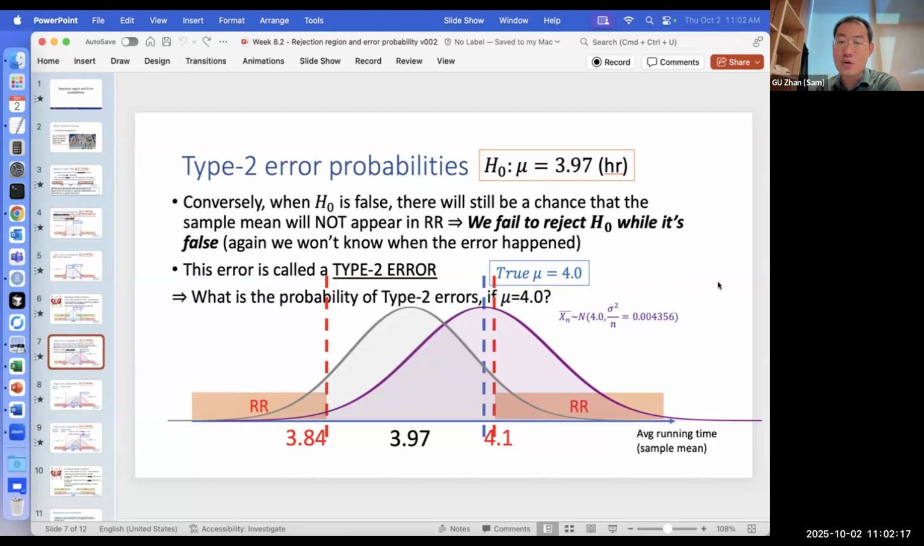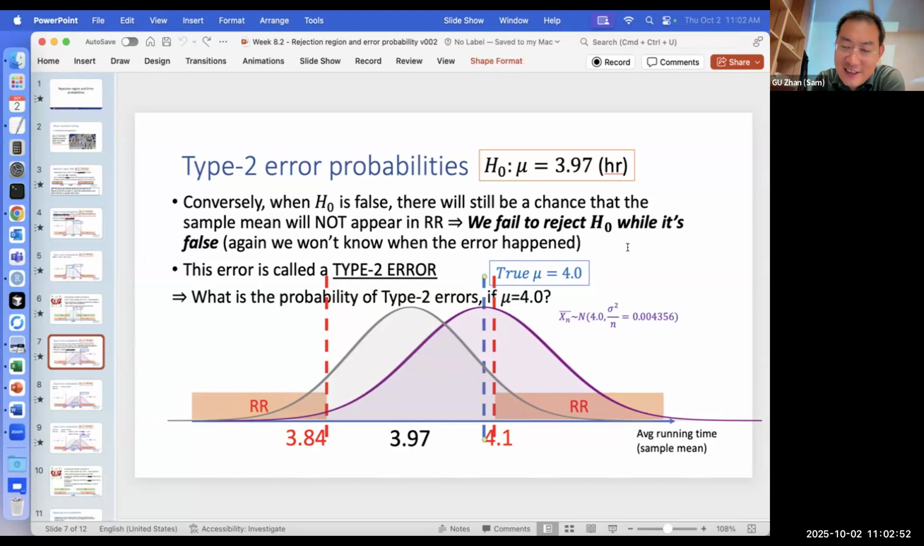This is what we need to learn here. The gray one is the H0. If H0 is true, then you have this gray curve. It is centered at 3.97, and we have found the rejection zone. Now what we are saying is, what if the actual true mean is 4.0? 4.0 is here, the blue cutoff line.